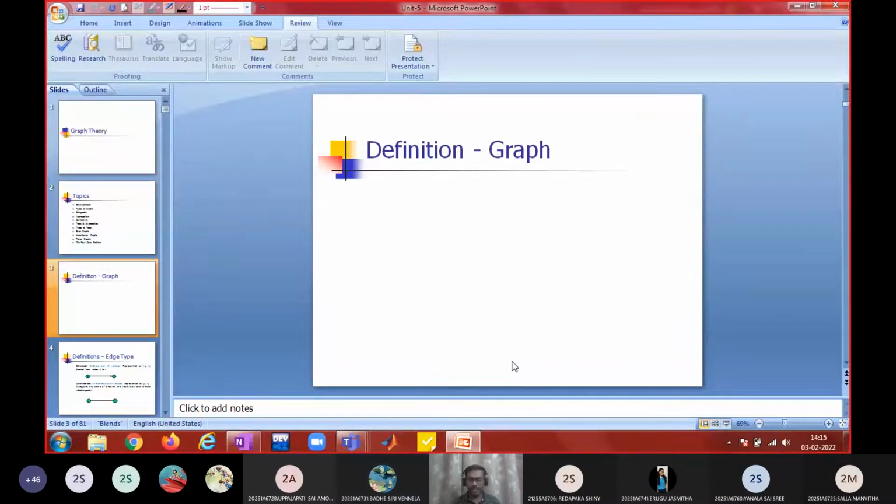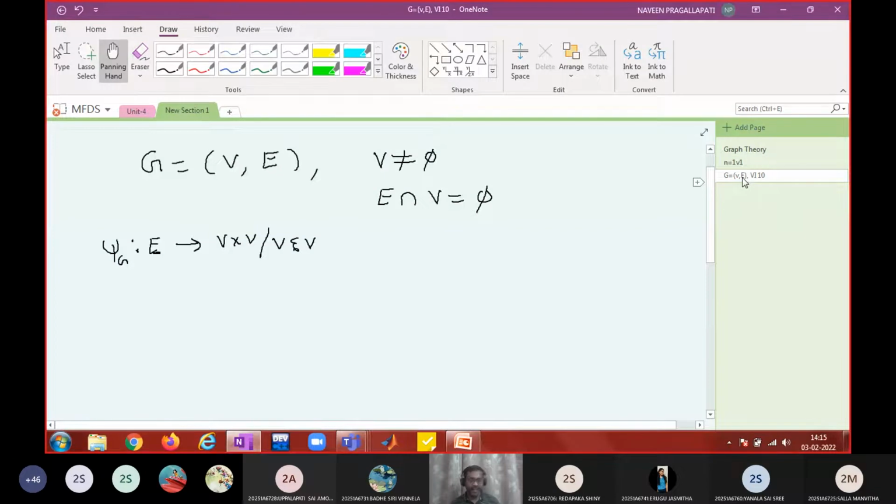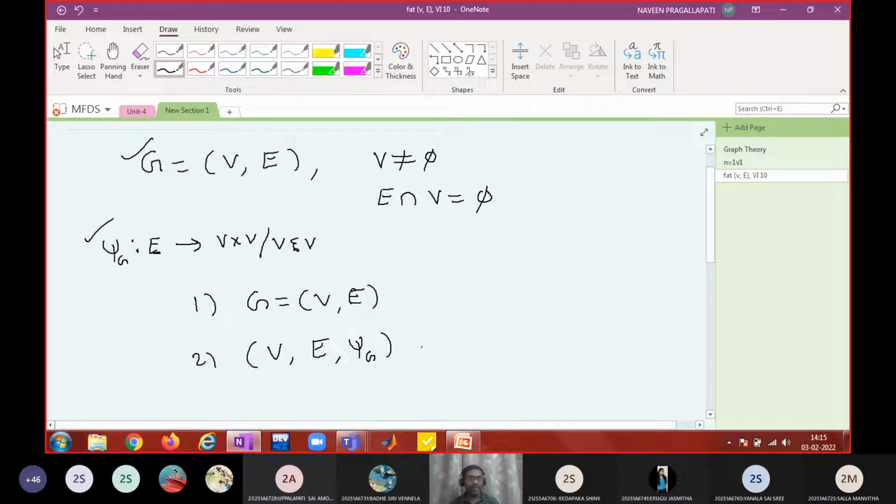Okay, so we have defined what a graph is. Some people call the graph an ordered pair, and many people write it as G equal to (V, E). Others write it as a structure (V, E, psi_G), because we are mentioning the mapping also. So more precisely, they will denote the graph like this.